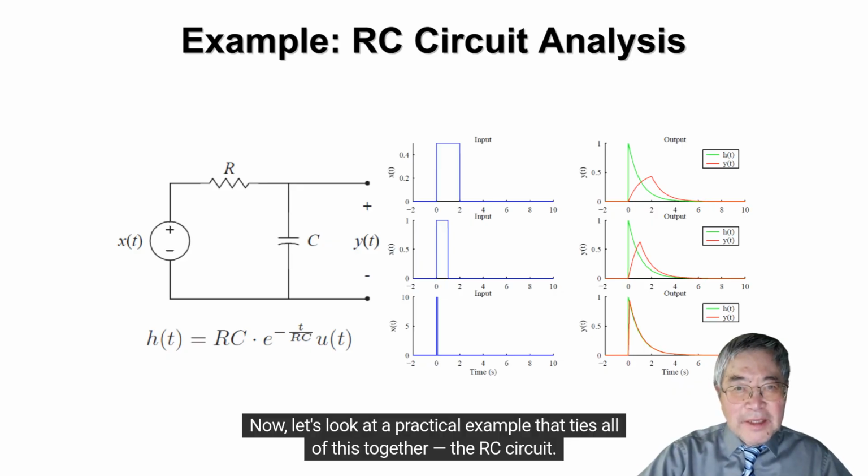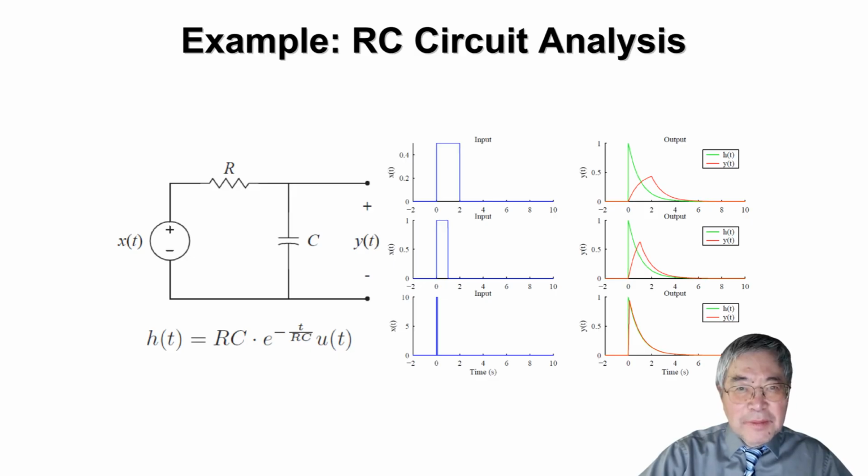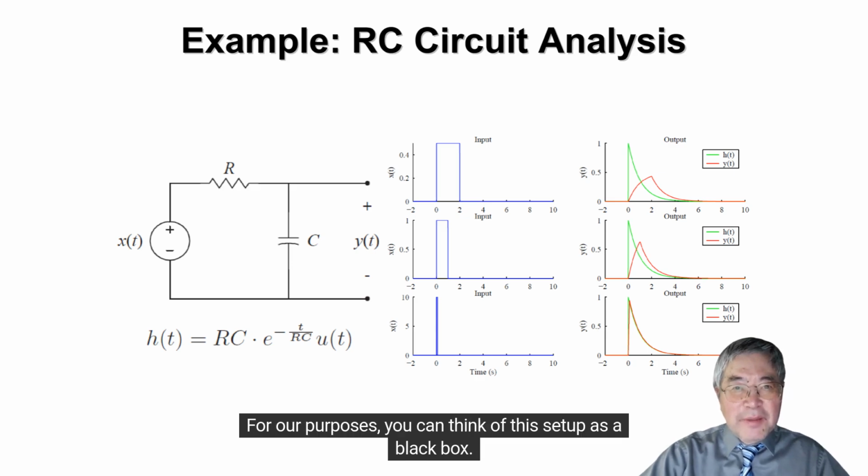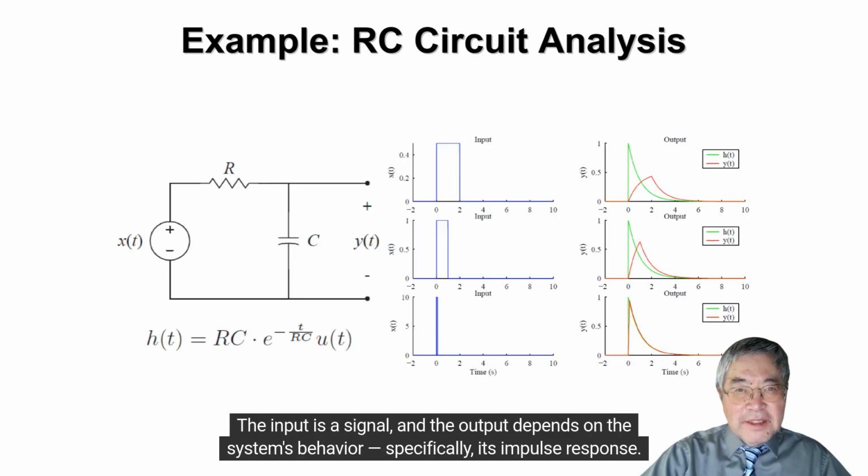Now let's look at a practical example that ties all of this together, the RC circuit. If you're not familiar with electrical circuits, don't worry. For our purposes, you can think of this setup as a black box. The input is a signal, and the output depends on the system's behavior, specifically its impulse response.